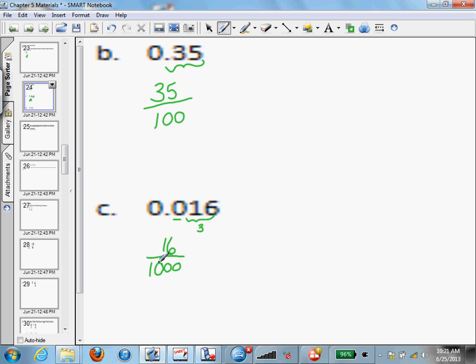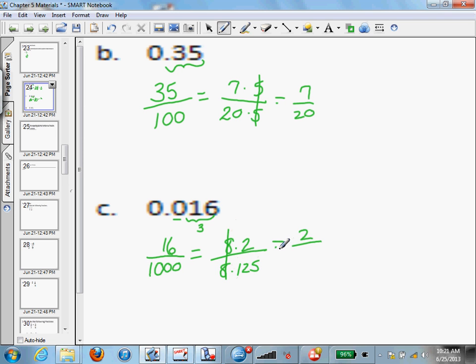And keep in mind that you can reduce these if you would like. This 35 over 100, you can think of 35 as the product of 7 and 5, and 100 as the product of 20 and 5. With these 5s canceling out, leaving you 7 over 20. And with 16 over 1,000, you can think of that as 16 being multiplied by 8 times 2, and 1,000 being 8 times 125. Those 8s will cancel out, leaving you with just the fraction 2 over 125.